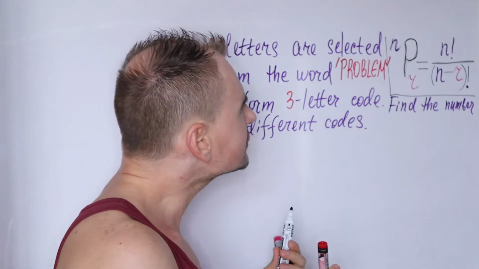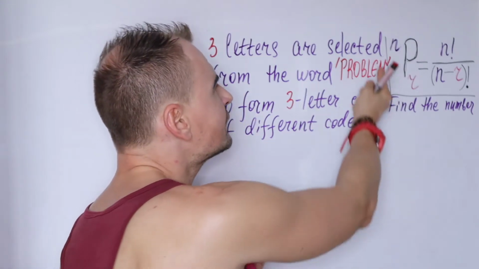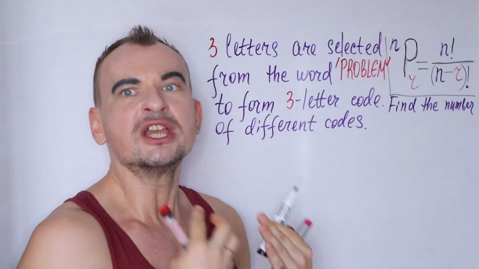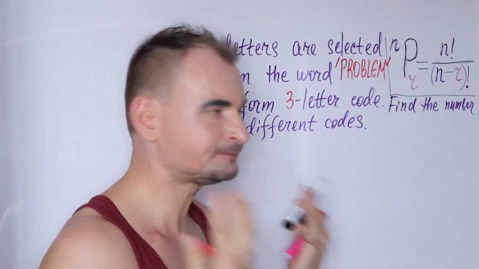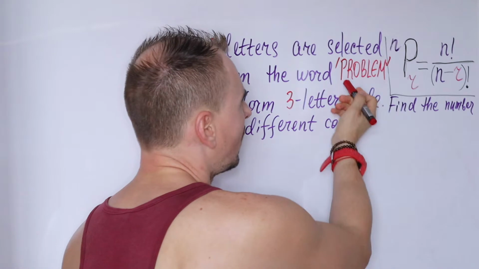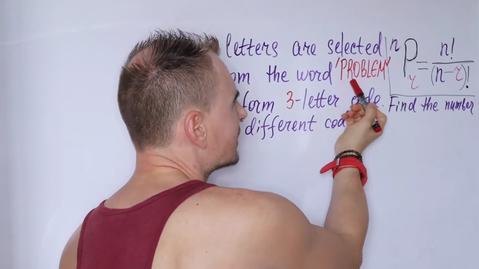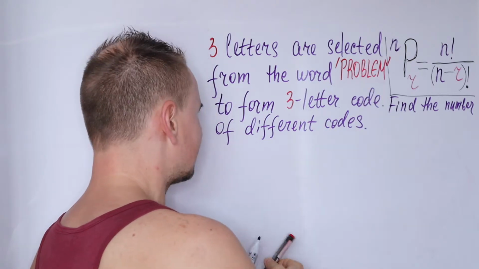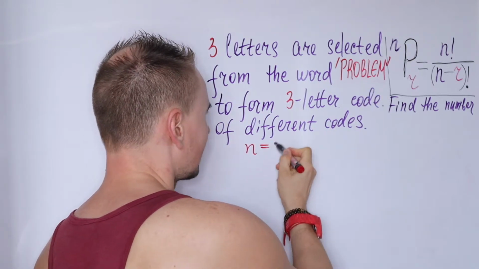Now all you need to do is figure out how many letters your word consists of. You have 7 letters basically: 1, 2, 3, 4, 5, 6, 7. So your n for this problem equals 7.